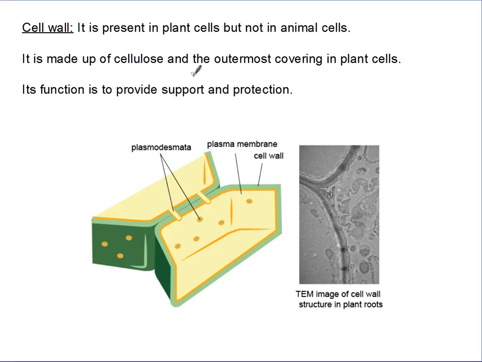It is made up of cellulose and is the outermost covering in plant cells. So when you take a plant cell, you're going to see a rigid structure. This green part here, it is a rigid structure around the plant cell. And then its duty is to provide support and protection. Okay, it is a rigid structure here whose duty is to provide support and protection. And then don't forget, it is made up of cellulose. Okay, it is made up of cellulose.